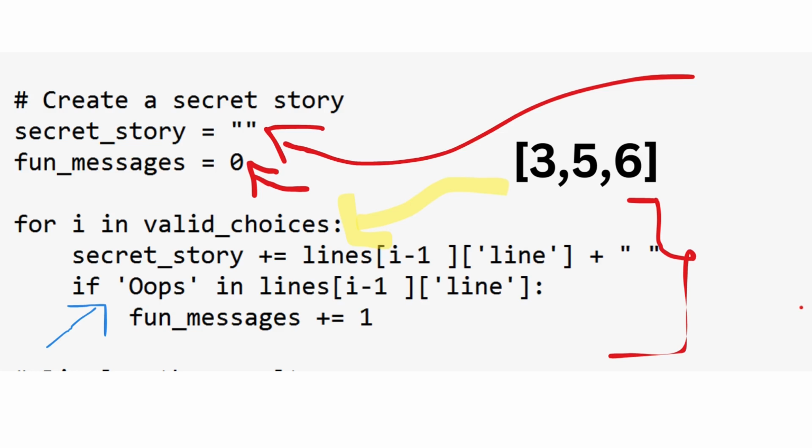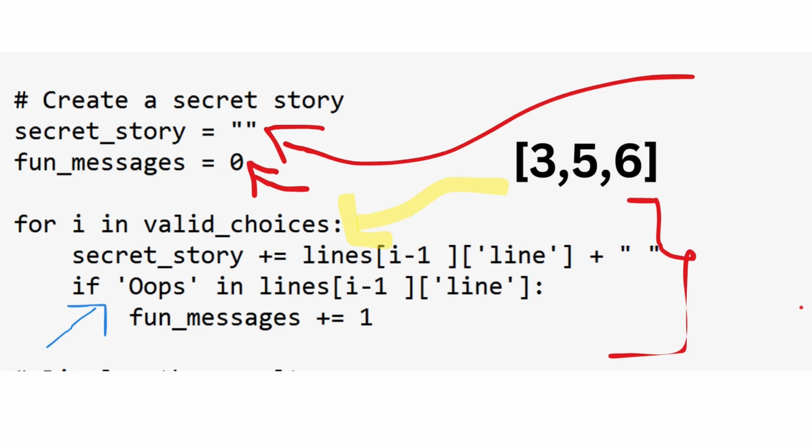Okay, I hope you clearly understand this. If not, once again, you just rewind this little part and listen to it. Of course. Now we are just going to get lines of 2, and that particular line is completely added to the secret story. At first, secret story was an empty string, and now we have this first line here. And then a small space will be added.